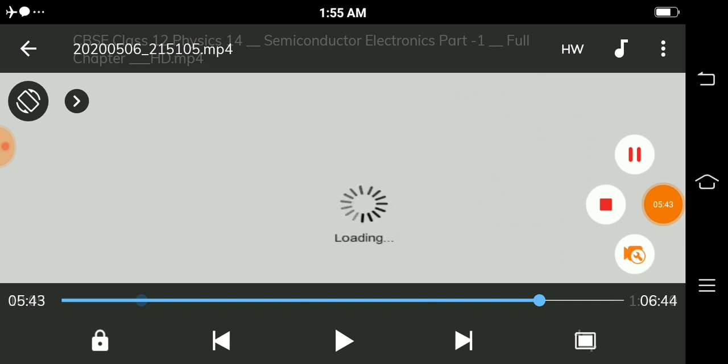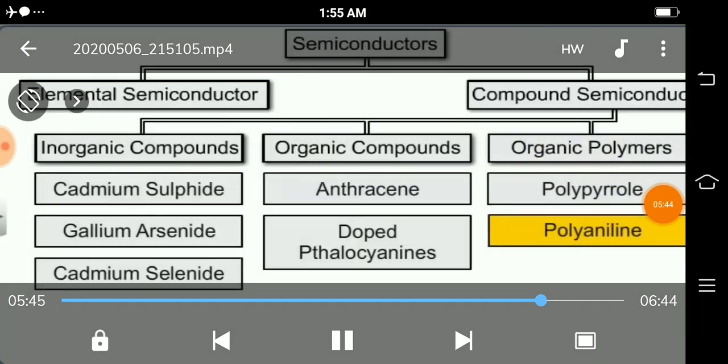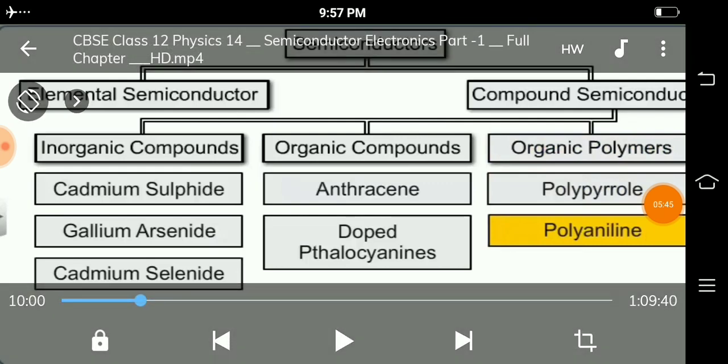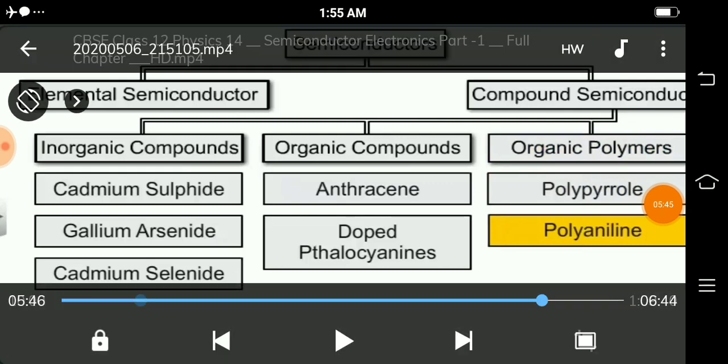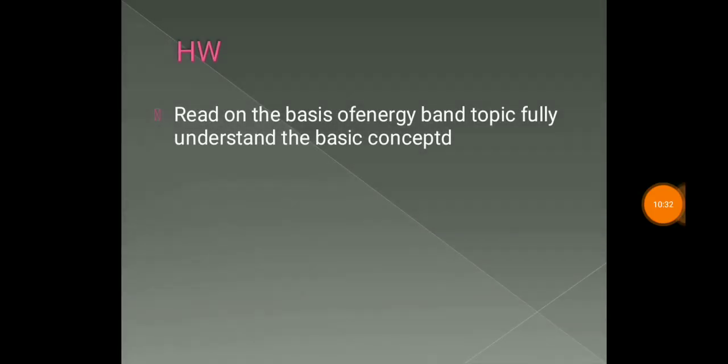Okay, note down all these things. It's very important. They may ask it for 1 mark. Okay, it's a reading homework, children, based on the energy bands. We'll discuss it in the next class. You read line by line and understand the concepts. You should know what is the conduction band, what is the valence band, what is the energy level, everything. Collect all the information yourself. Then we will discuss in the next class.